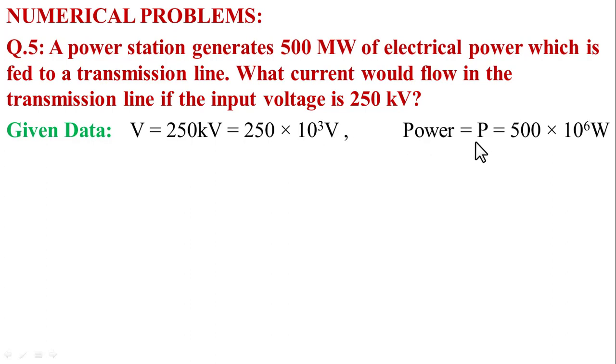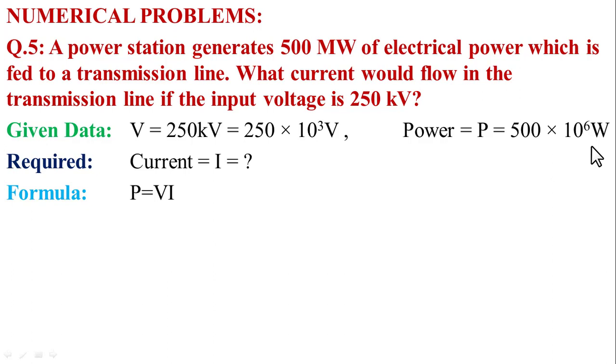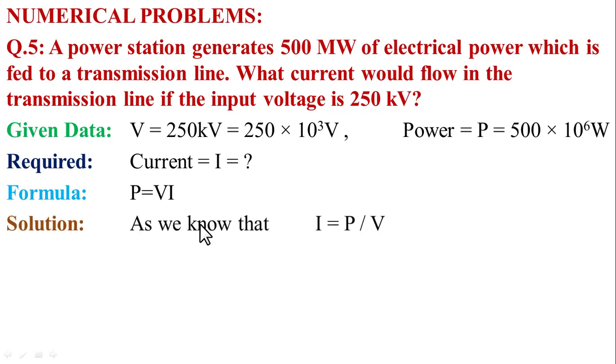And power P is equal to 500 megawatt, and 1 mega is equal to 10 raised to power 6. So power P is equal to 500 multiplied by 10 raised to power 6 watt. Now we are required to find the current I. First of all, write the formula: P is equal to VI. Then we use the solution: as we know, I is equal to P upon V.